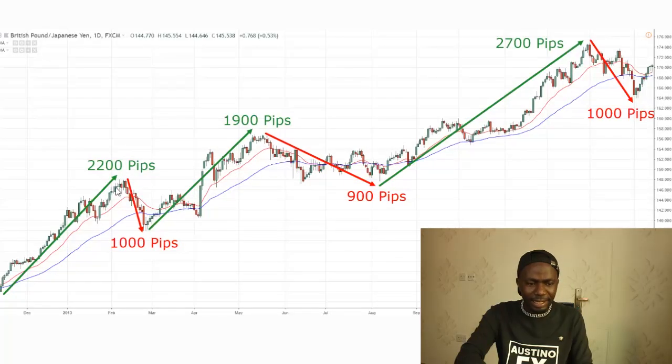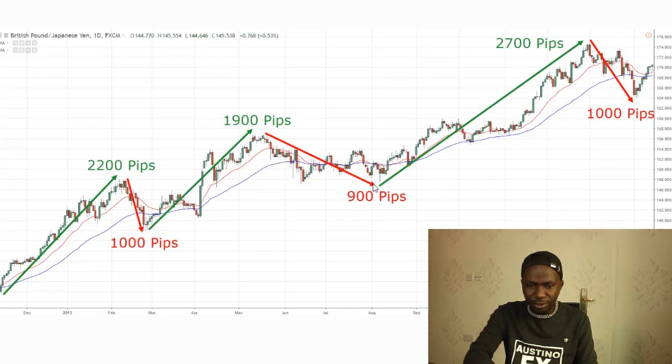So this is another example again. You can see that in this example, the pullbacks are very deep, right? The pullbacks are very deep. So in this scenario, you can use a trend line to connect the lows. These lows, use a trend line to connect the lows. So whenever price comes to this low, you take a buy trade. And if price comes again to this low, you take a buy trade.